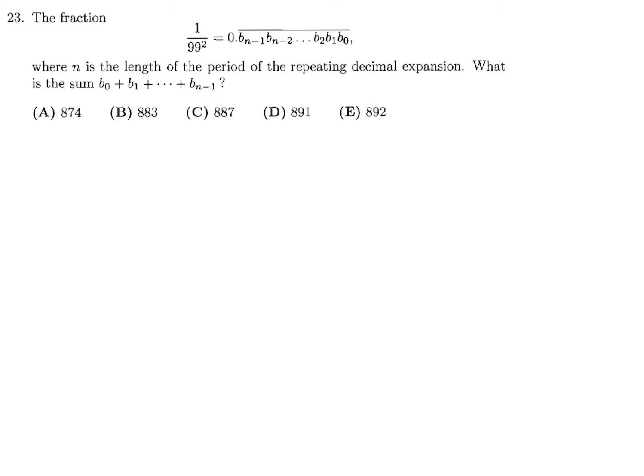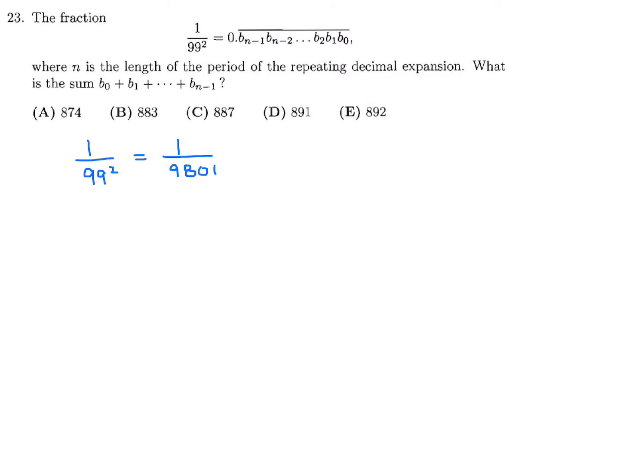The fraction 1 over 99 squared is equal to this expression, where n is the length of the period of the repeating decimal expansion. What is the sum b0 plus b1 up until bn minus 1? 1 over 99 squared, or 1 over 9801.